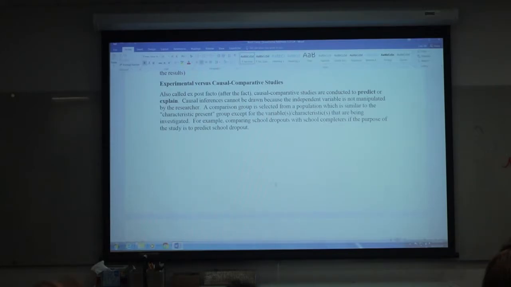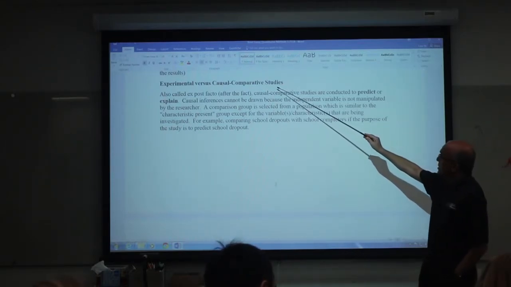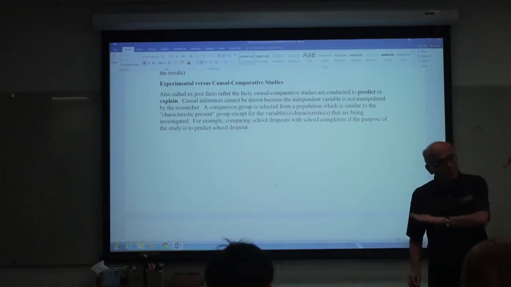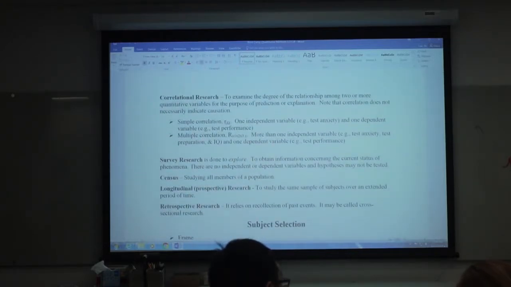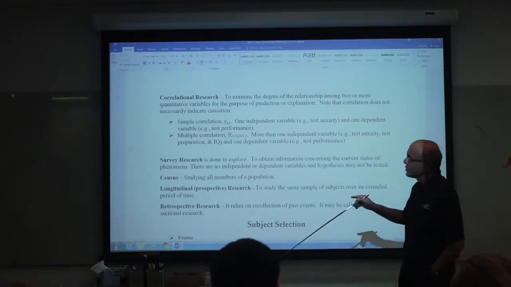Another example: PBL, problem-based learning versus non-PBL. Identify those who went through treatment for substance abuse and relapsed, compare them with those who didn't relapse. So that's the causal comparative studies. You have independent, dependent variables. You can test a hypothesis, but you cannot draw causal inference. You can either predict or explain. Okay, go down. Okay, yeah, that's fine, keep it there. So that was causal comparative.